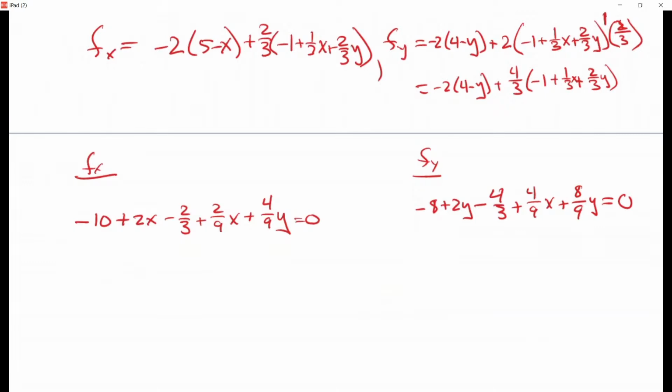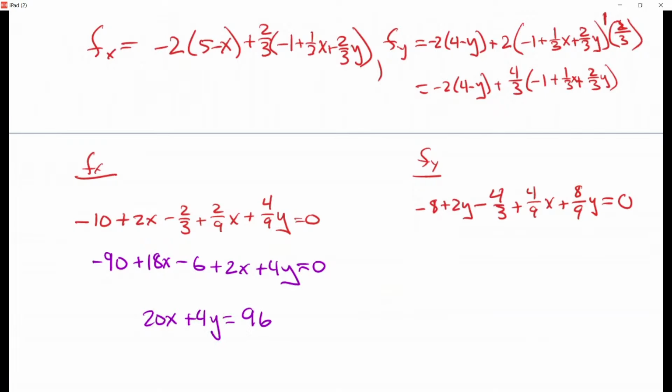Okay, now the algebra. The algebra I'm going to breeze through a little bit quicker because I think that you can do the algebra. And I don't like fractions. I don't know about you. I hate fractions, so I'm going to multiply everything by 9 to get rid of all the fractions. So I've got -90 plus 18x minus 6 plus 2x plus 4y. Clean this up a little bit, and I get 20x plus 4y is equal to 96.